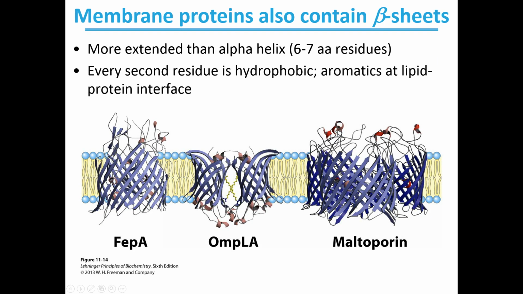Most of the integral membrane proteins that we will interact with as we move into the next chapter are going to be membrane proteins that have alpha helices. But we can have beta sheets that allow us to span the entire membrane. The beta sheets are much more extended than the alpha helix, so it takes a lot less amino acids. You're looking at about 20 amino acids to get an alpha helix through the membrane, where with the beta sheet it's only 6 or 7 residues.